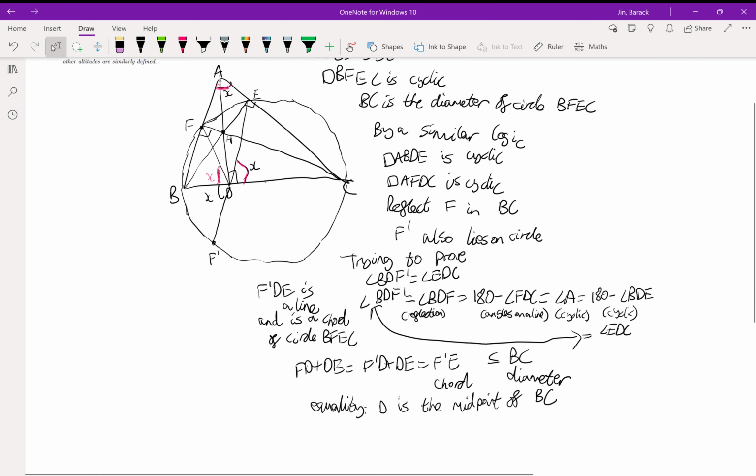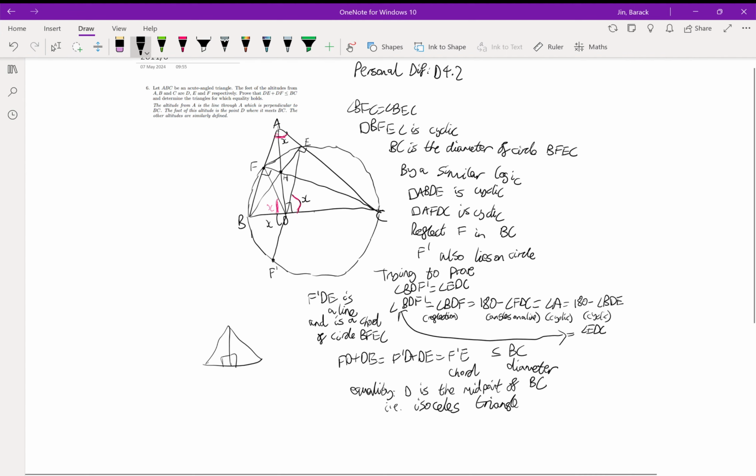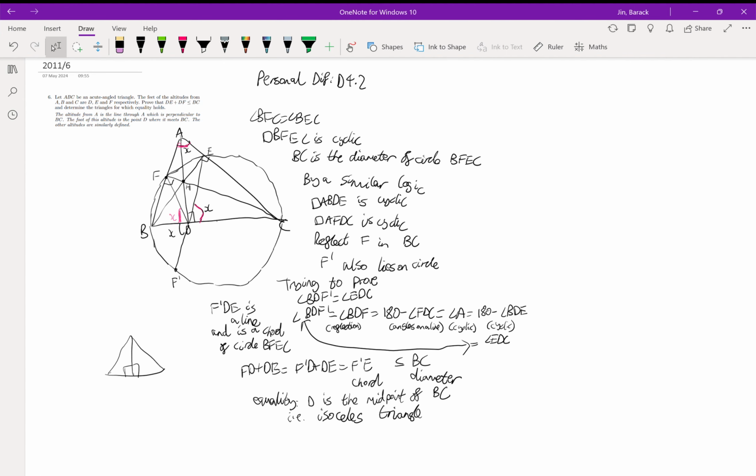If D is the midpoint of BC, then that means that it's an isosceles triangle. So this is the whole question. It's actually not that hard. It doesn't require that much knowledge. It's just the basic circle theorems, but applied in a very, very beautiful way, especially this reflection, which I will actually highlight in green. This is the key step.